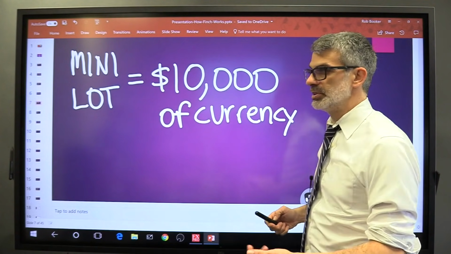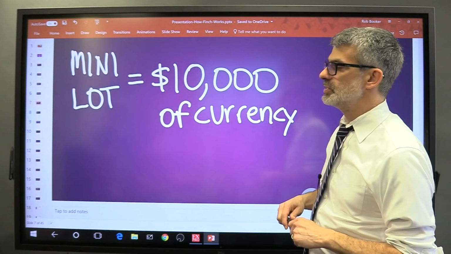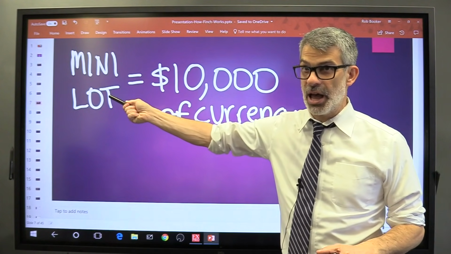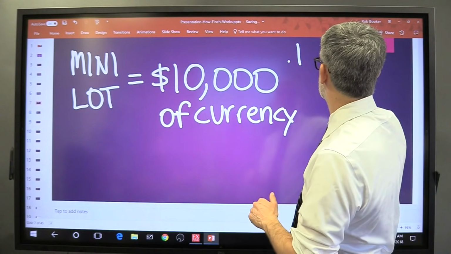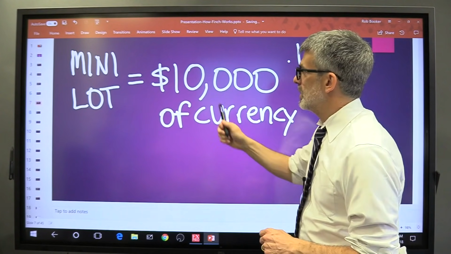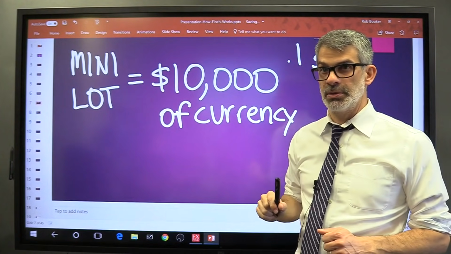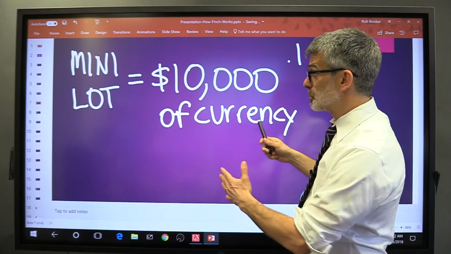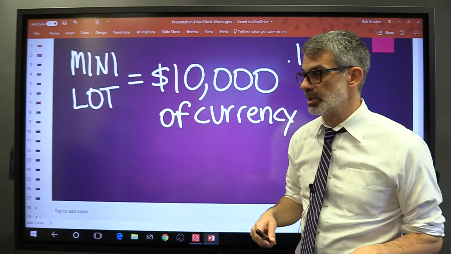Let's say, for instance, Nate, who's running the cameras as always, let's say that you want to trade a mini lot. Remember, that was 0.1, and it was worth $1 per pip. That is 10,000 units of currency. That seems odd, but when you trade a mini lot, you're controlling 10,000 units of currency.